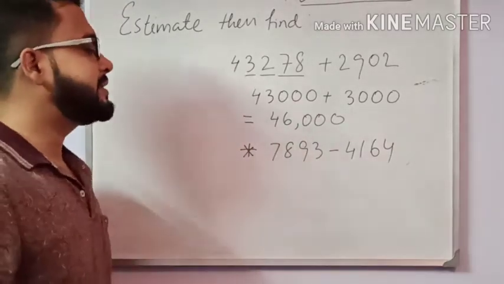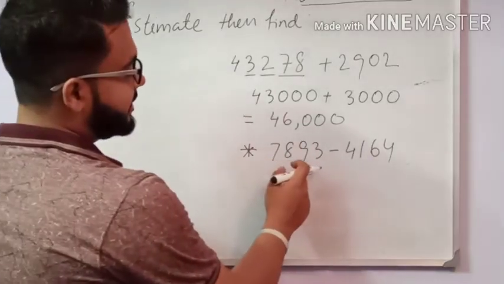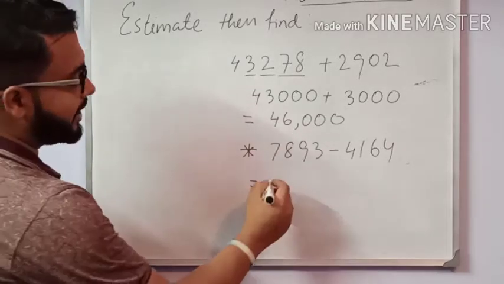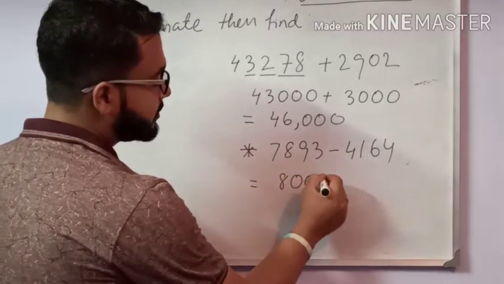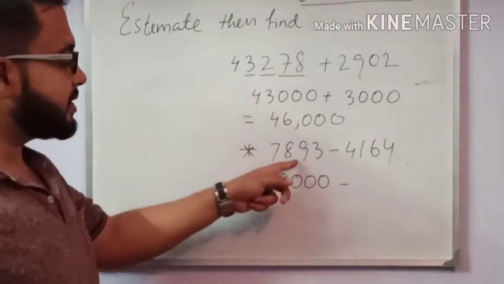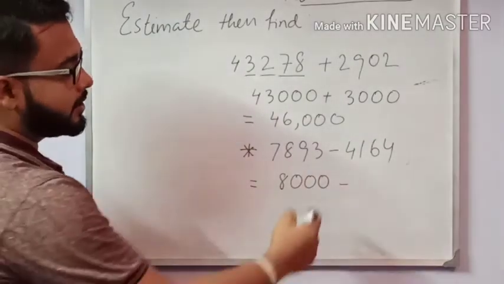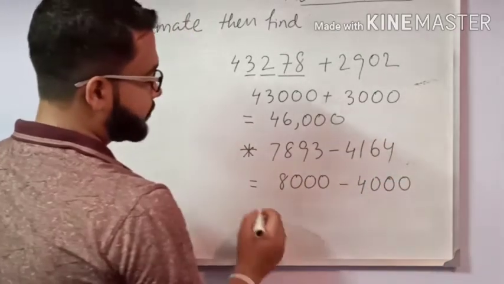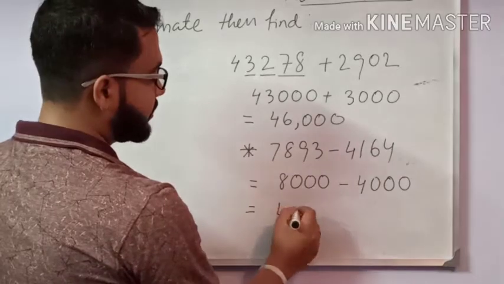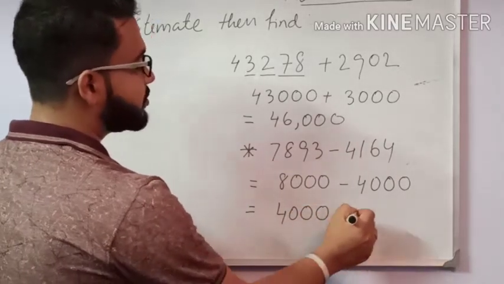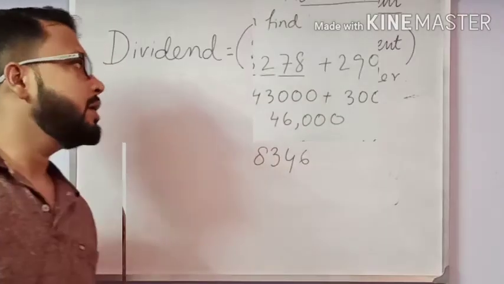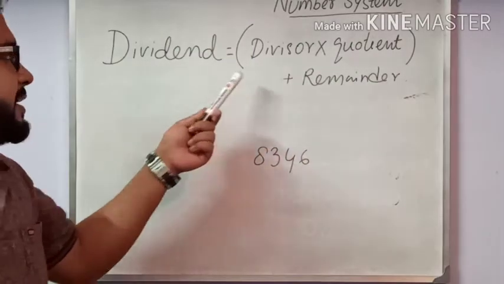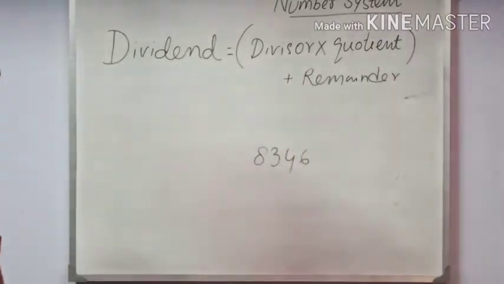For class 6, 7893 nearest 1000, so we may write it as 8000 because it is near or equals to 8000, and 4164 it is 4000. So my answer is 4000. This is your approximate answer. In division, we know these terms, that is dividend, divisor, quotient and remainder.